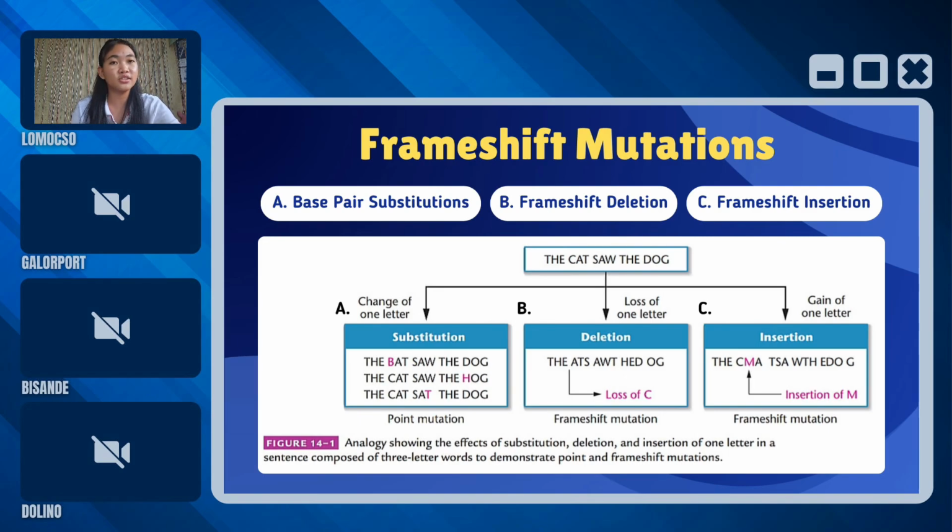Last, we have the insertion, which is also a type of frame shift. So, no mutation is the cat saw the dog. And with the insertion of M after the C, it became the CMA, TSA, WTH, EDOG. And this also shifts the reading frame, leading to a completely different amino acid sequence.